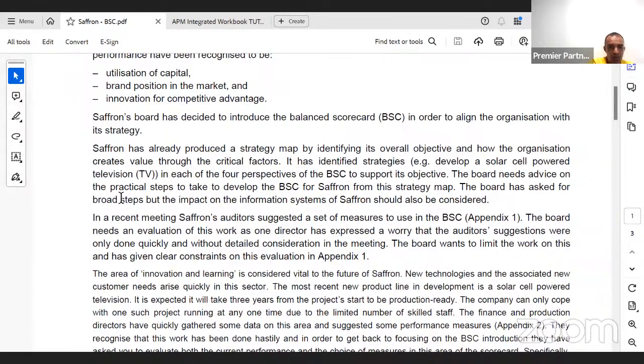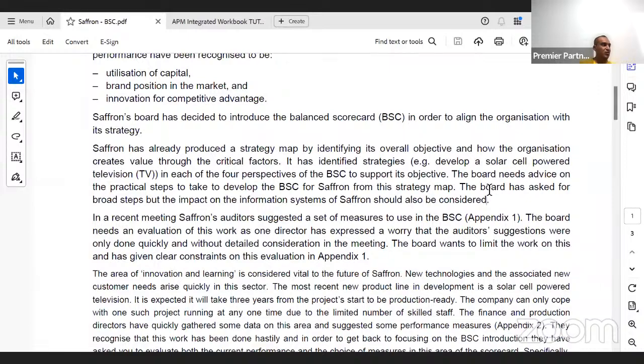The board has asked for broad steps, but the impact on the information system of Saffron should also be considered. Can you just write 2 points? How will the balanced scorecard impact the information system of an organization? Just think. Now, what is balanced scorecard? We need to capture data. Why do we need data? Because we have performance measures. Without performance measures, there's no BSc. So to get those performance measures, we need data. And to get data, we need what? Information system.